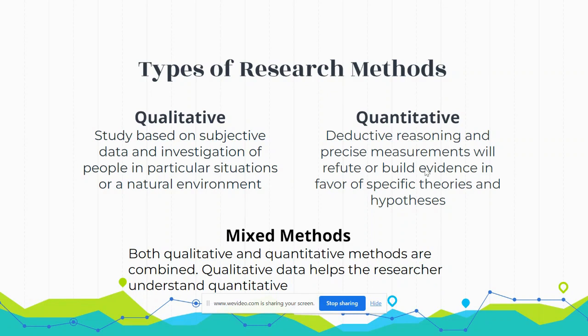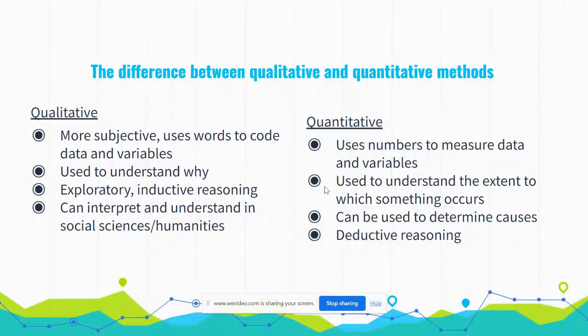Deductive reasoning is where you have an idea and then you collect evidence, and then you might come to a sort of general conclusion. Inductive reasoning is where the opposite happens.